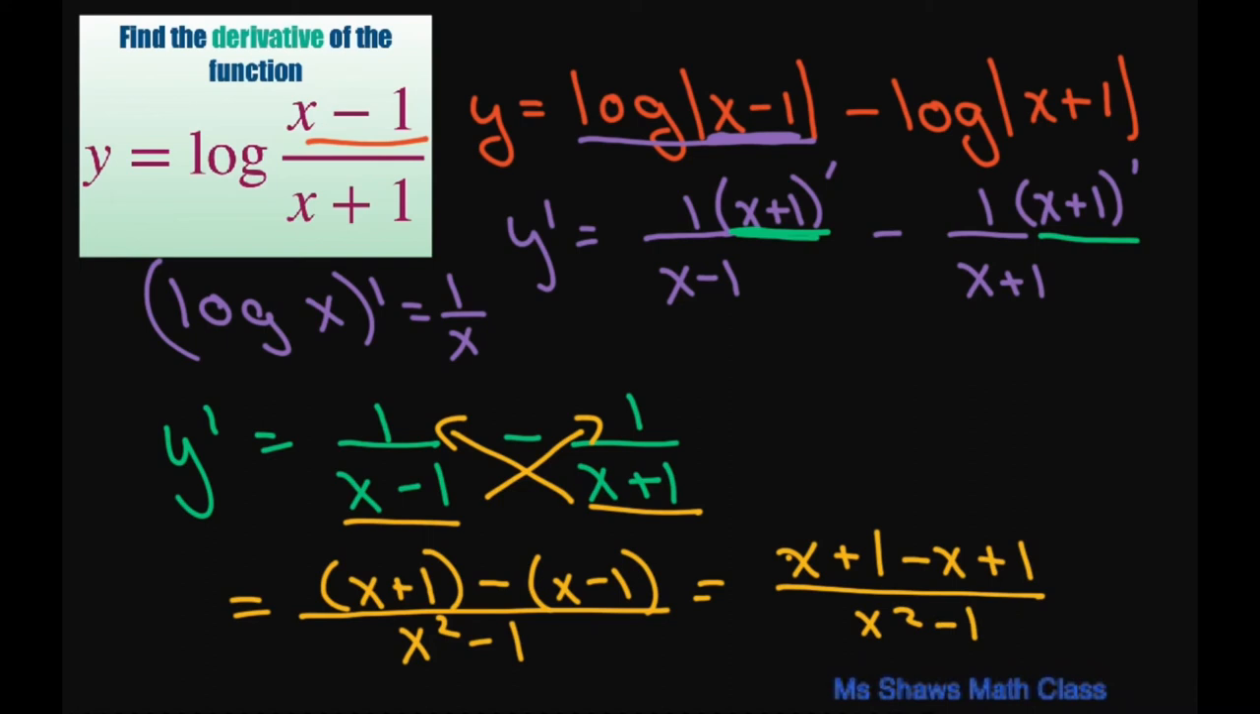And what happens is the x's cancel. You have 1 plus 1 is 2. So finally, your derivative is going to be y prime equals 2 divided by x squared minus 1.